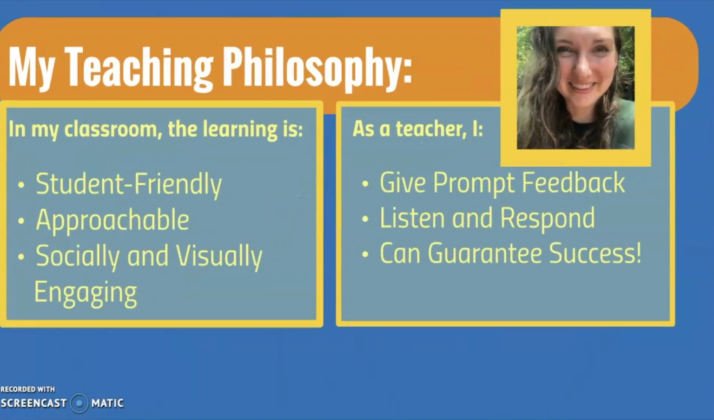So my teaching philosophy is that the learning should be student-friendly. It should be approachable, socially and visually engaging, meaning that the learning should reach out to students. It should be visually engaging, like they should be looking at it and it should make sense immediately. It shouldn't be a lot of extra words. Expectations should be uncomplicated and clear, and I'm going to be understanding of the students and their lives, their emotional state, their social engagement with each other, and I'm going to attune the lesson accordingly.